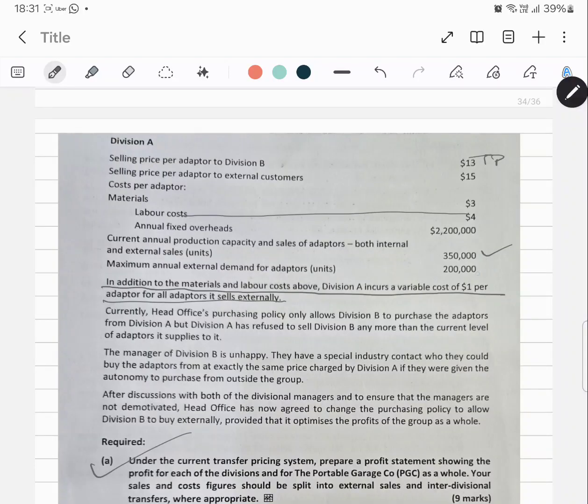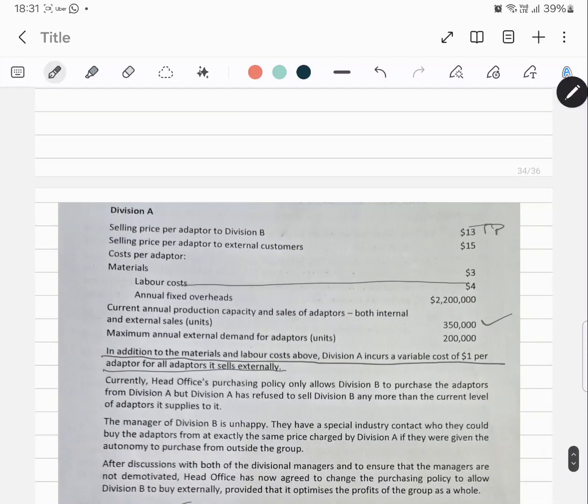Now if this order is placed with division A internally, then obviously A will have to sacrifice its external sales by 30,000. So what will be the transfer price in that case? What will be the transfer price in order to maximize the profit? Now in this case, if 30,000 units are being produced, division A will have to sacrifice its external sales, right?